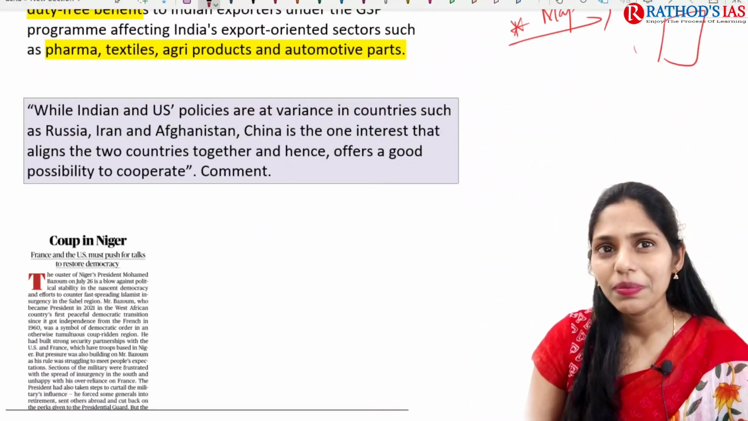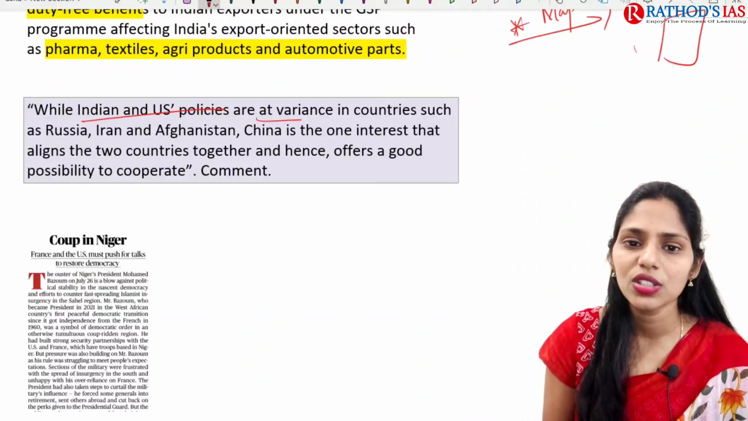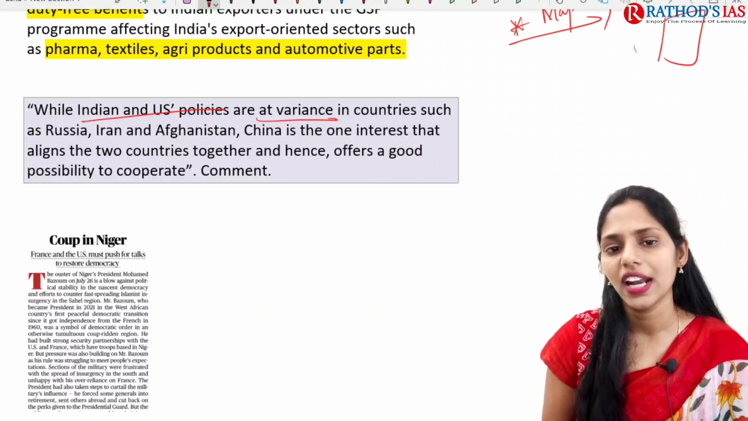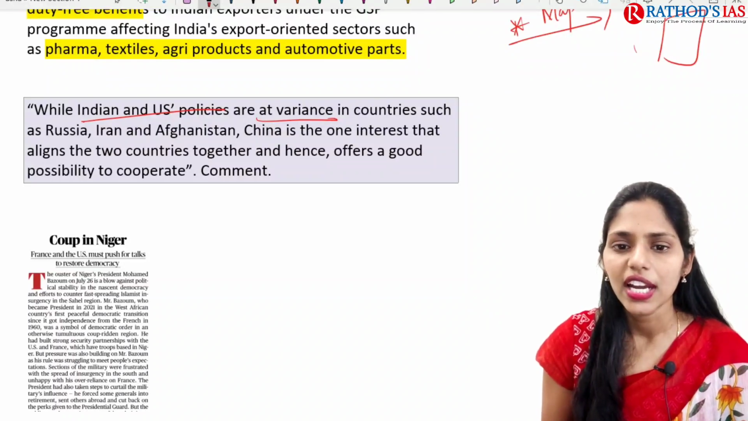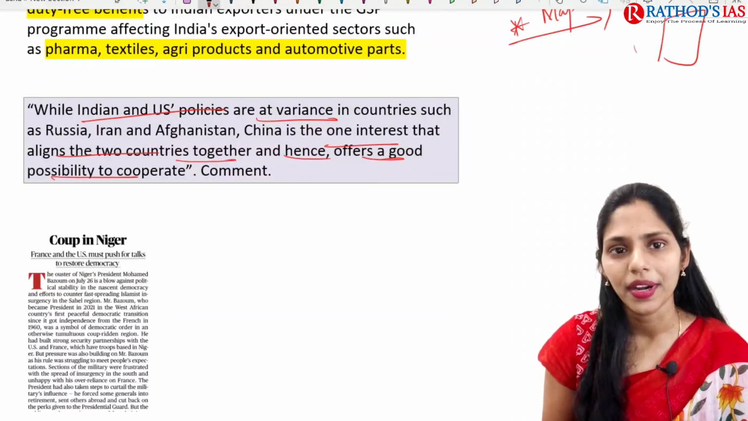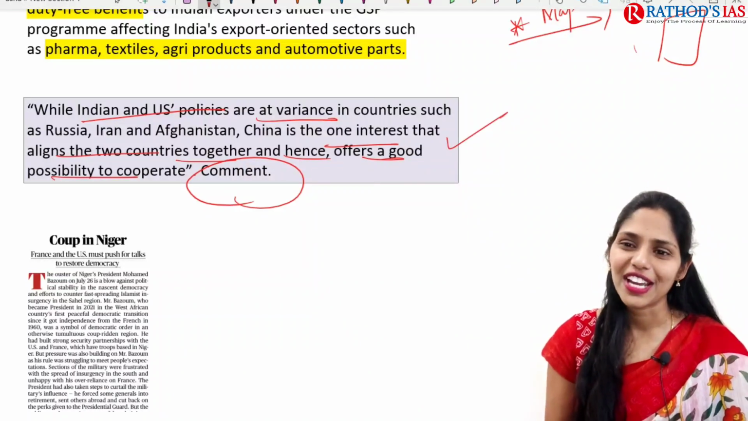And I want to give you one main question for practice, that is: while Indian and US policies are at variance in countries such as Russia, Iran and Afghanistan, China is the one interest that aligns the two countries together, hence offers a good possibility to cooperate. Comment. So here you have to see the location of China.